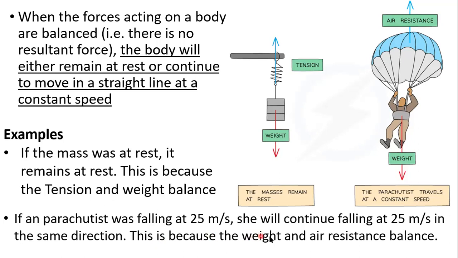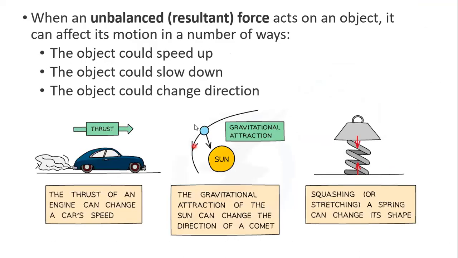Why? This is because the weight, which is the weight of the parachutist and the parachute combined, and the air resistance are equal, or balanced. So she is going to continue at the same speed and in the same direction.